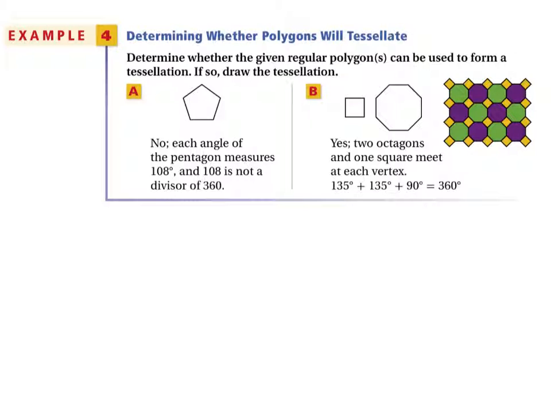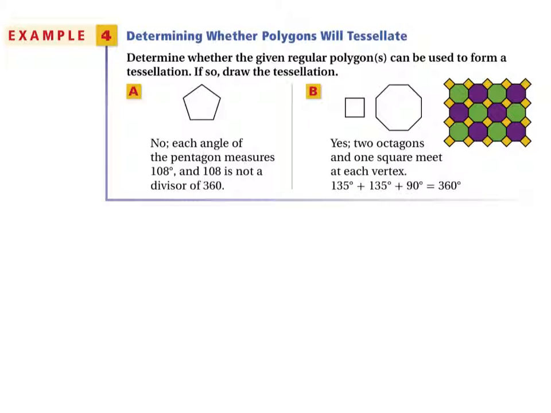In example 4, we're going to determine whether polygons will tessellate. So to determine whether a given regular polygon can be used to form a tessellation, remember that if we're using regular polygons, you have to determine if each angle is a divisor of 360. So if we look at A, we have a pentagon. A pentagon, if we find the interior angles, it's 108 degrees. 108 cannot divide into 360. Therefore, A cannot be made into a regular tessellation.